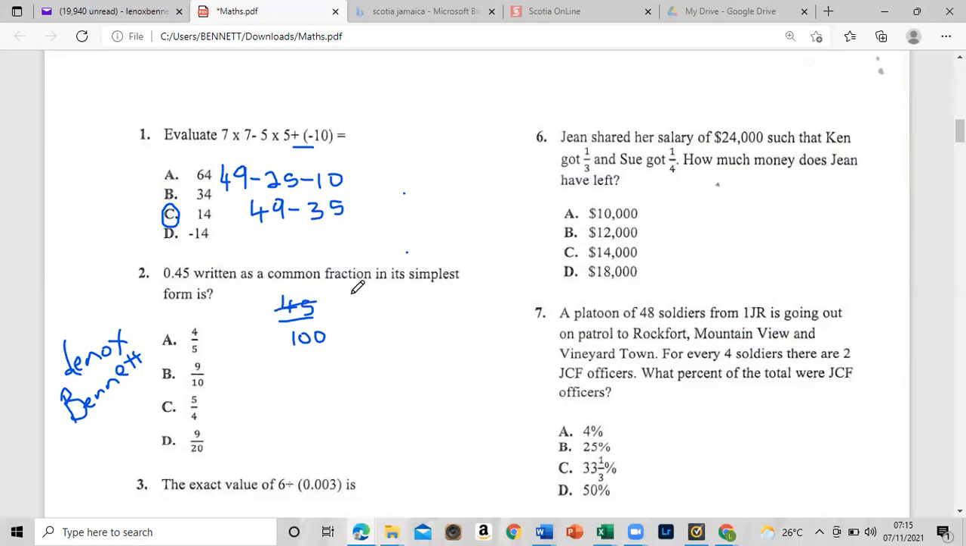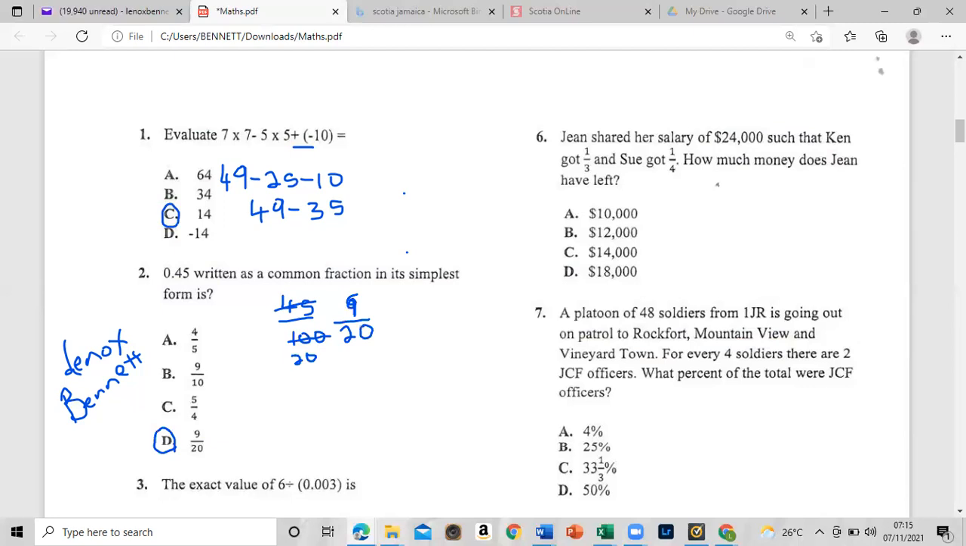What is it? So that's 9. 5 into 20, 5 into 100. I said the answer before the time. That's 20. So it is 9 over 20, because there's no other number that can go into 9 and 20 without a remainder. So that would be D.